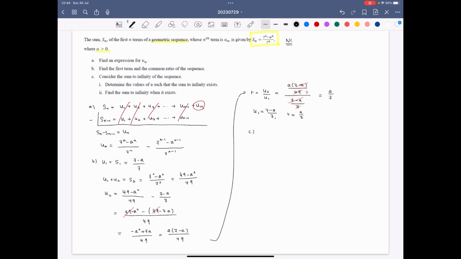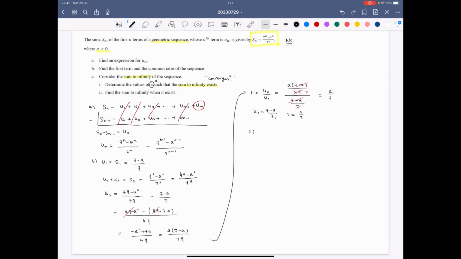Right, so now part C. Consider the sum to infinity of the sequence. Determine the values of A. Oh, I think this has to look like a variable A. It just looks like a word A. But anyway, determine the values of A such that the sum to infinity exists. Okay, so that means the sum to infinity converges.